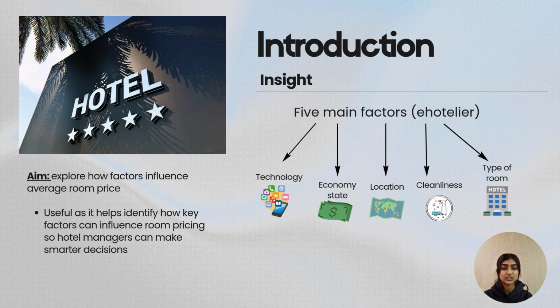The analysis is useful as it helps identify how key factors can influence room pricing so hotel managers can make smarter decisions by understanding the relationship between them. By using the regression models, we are able to evaluate how strong each relationship is by applying a real world scenario to improve strategic planning.